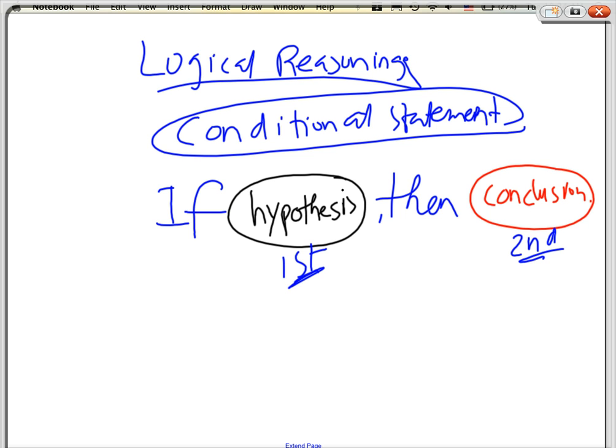Even if it's not written in the if and then form, you can still rewrite it into an if and then form. What do I mean by that? Well, for instance, let me just give you one right here.